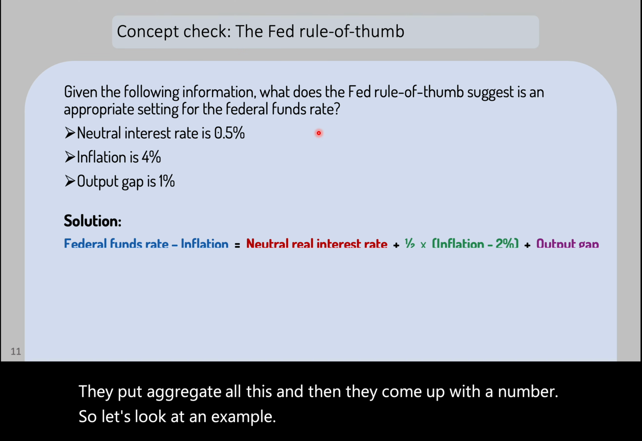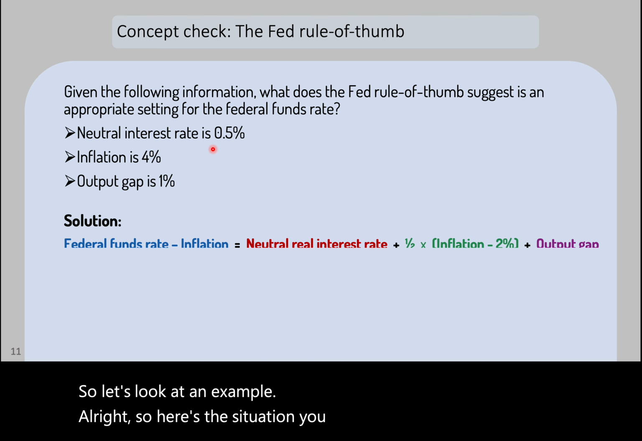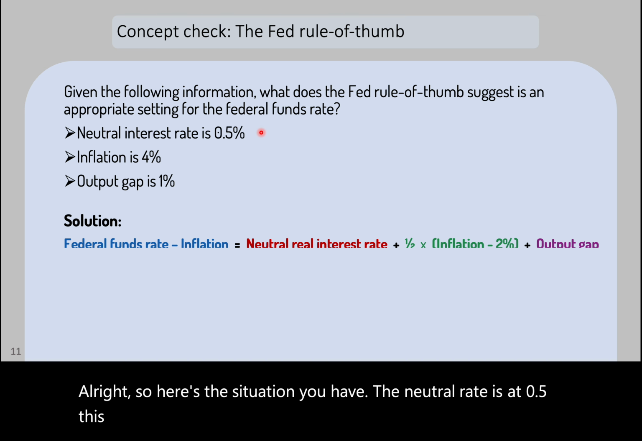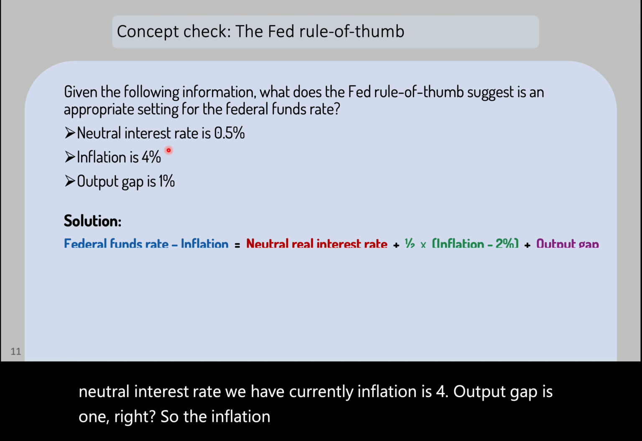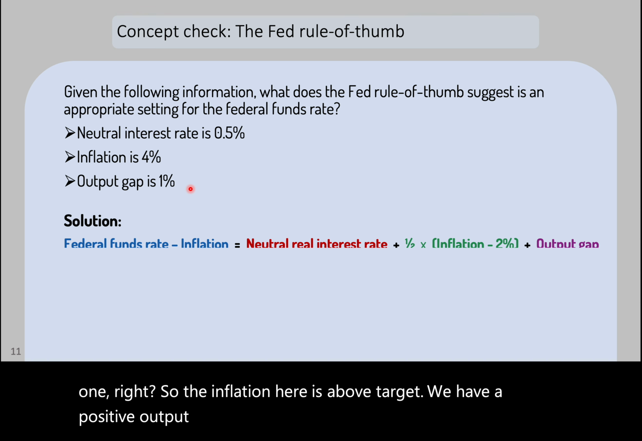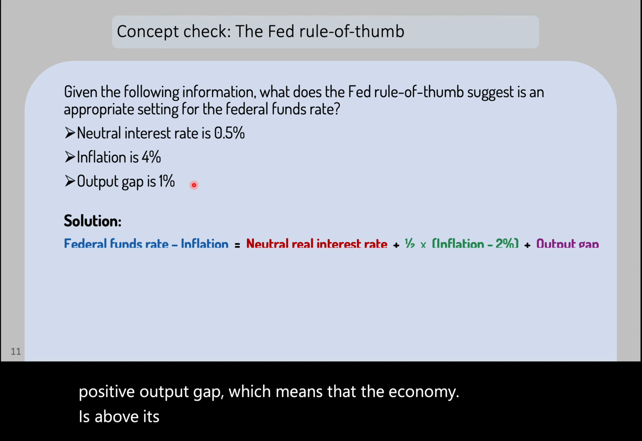Here's the situation. The neutral rate is at 0.5. This is what the Fed has determined to be the neutral interest rate. Currently inflation is 4, and the output gap is 1. So the inflation here is above target. We have a positive output gap, which means that the economy is above its potential.